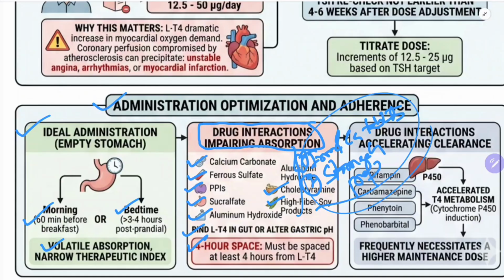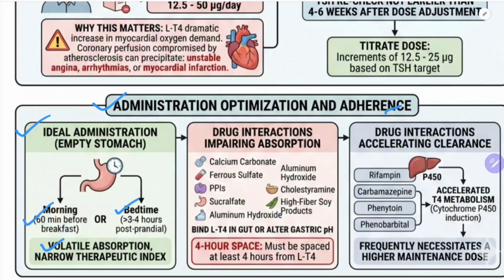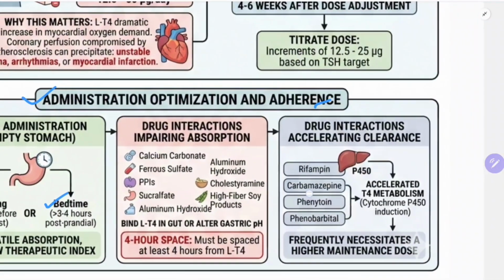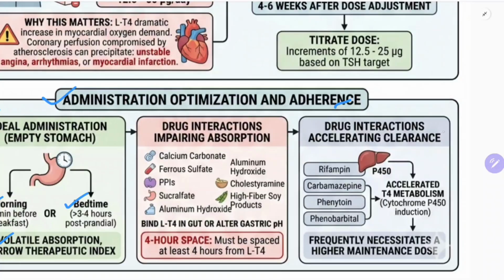Okay, that thing should be informed to the patient. Now that is one thing. So these drugs impair the absorption here. Now some drugs accelerate the clearance of the thyroxine.